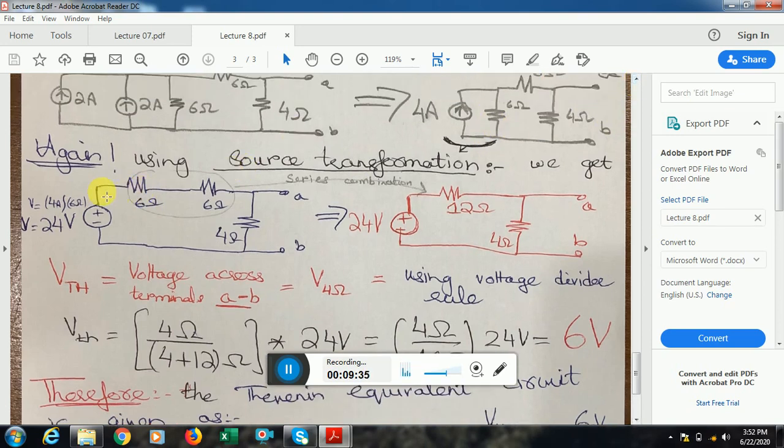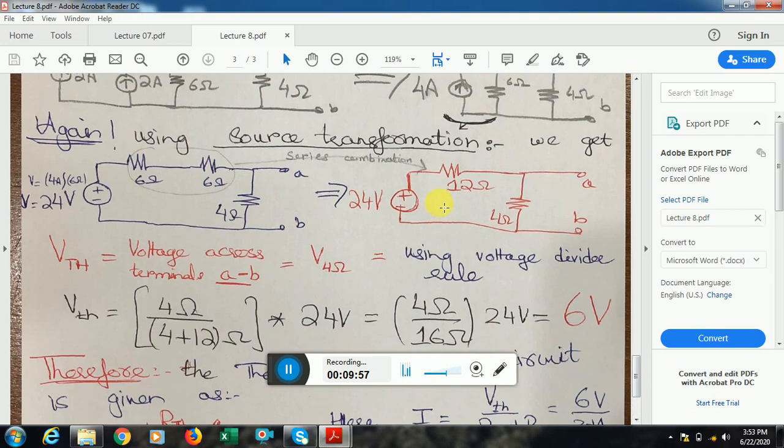Now you can see that this 6 and this 6, these two resistances are in series with each other, so I can simply get a series combination and replace it with a 12 ohm resistance. So now the 24 volt voltage source is in series with this 12 ohm. This 4 ohm remains the same and the rest of the circuit remains the same. So I get the simplified circuit as 24 volt in series with these two.